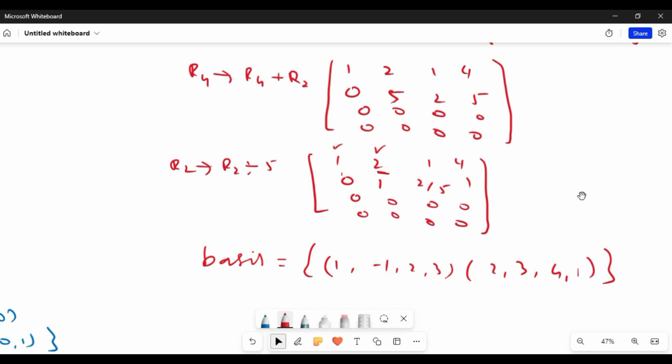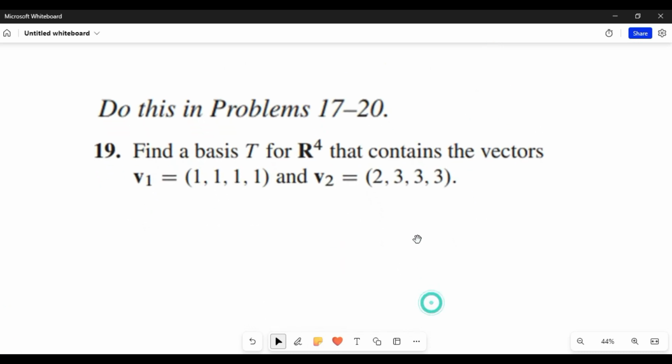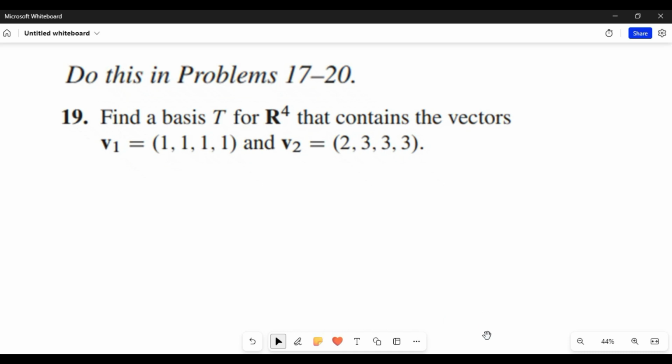And the next problem, we need to solve this problem as per our syllabus. Find a basis T for R power 4 that contains the vectors v1 and v2. You know that R power 4 is a 4-dimensional vector space. So in its basis, if you find basis T, there will be 4 vectors. And 2 vectors have been already given. The question is, what are the remaining 2 vectors?